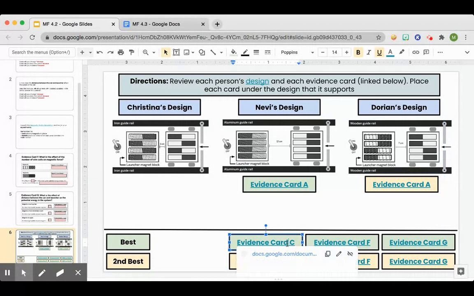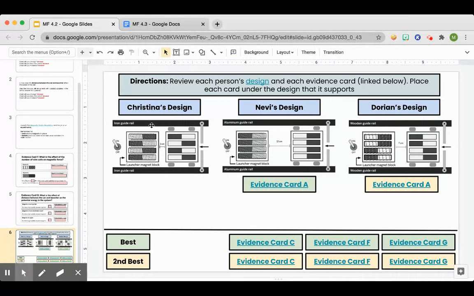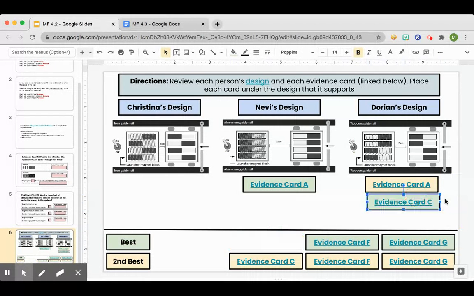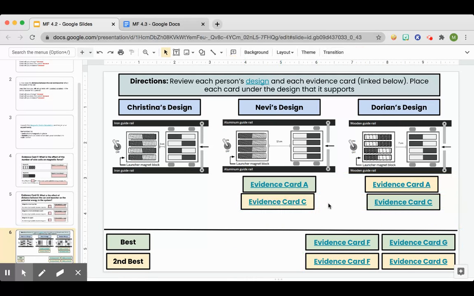Then card C, and if you opened it, it had to do with the guide rail. If you remember, the best rail from the experiment was wooden, so I would put best there. And then the second best was aluminum, so aluminum I would put here.